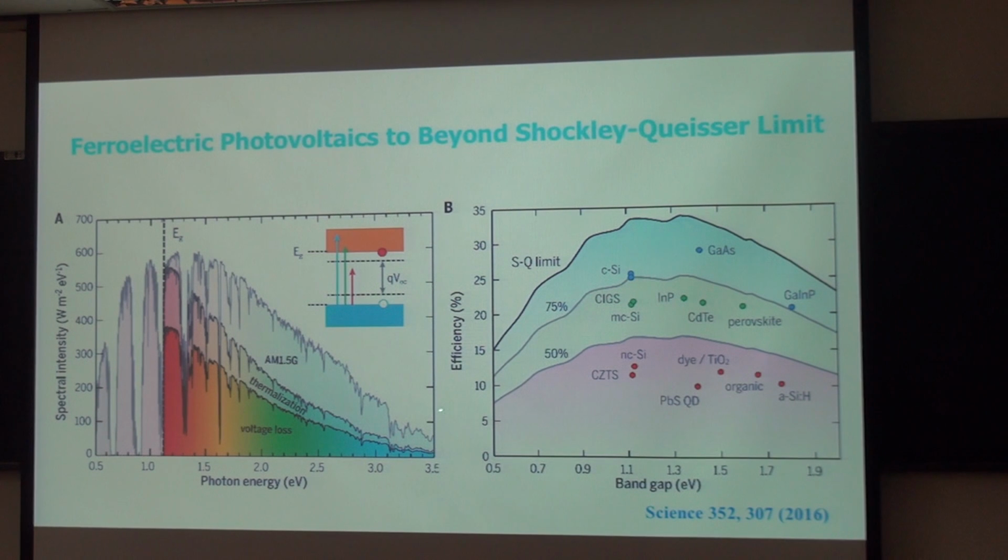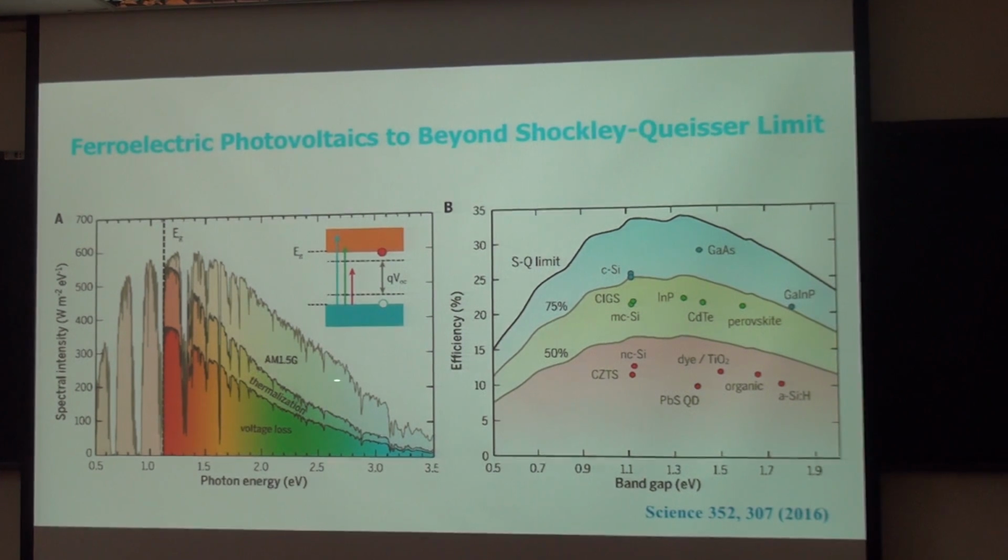In this picture, we give three lines. The outer line is the solar spectrum. After thermalization, we can find there is energy loss. In addition to thermalization, there is a relaxation of the excited electron in the system. There is also the so-called voltage loss of the solar cell. This is because, in addition to absorbing external photons, the system will emit photons at the equilibrium state. So there is a voltage loss.